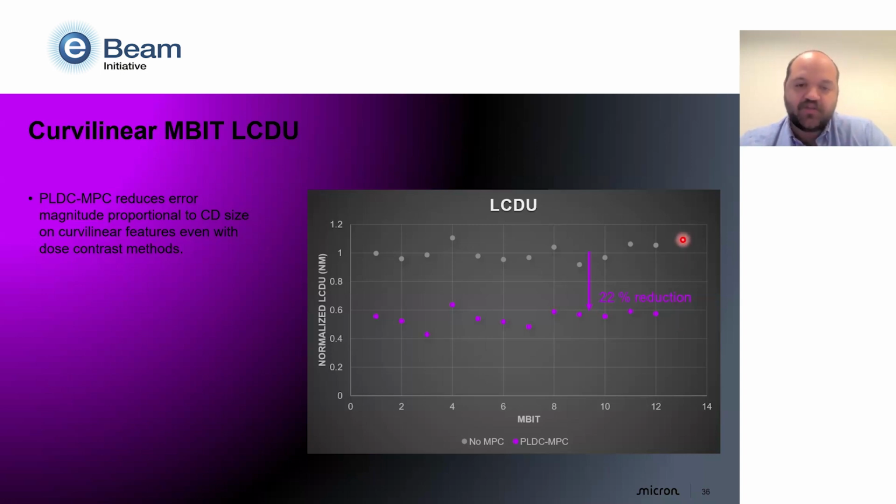We see a 22% reduction M-bit to M-bit. So this is how similar the M-bit is to itself if you overlay it, i.e. the edge placement error, M-bit to M-bit to M-bit. So we see a significantly better, more uniform contact for every curvilinear M-bit that we look at. This means that it's not just coming from the dose model improvement for LCDU. There's actual geometry benefits as well.